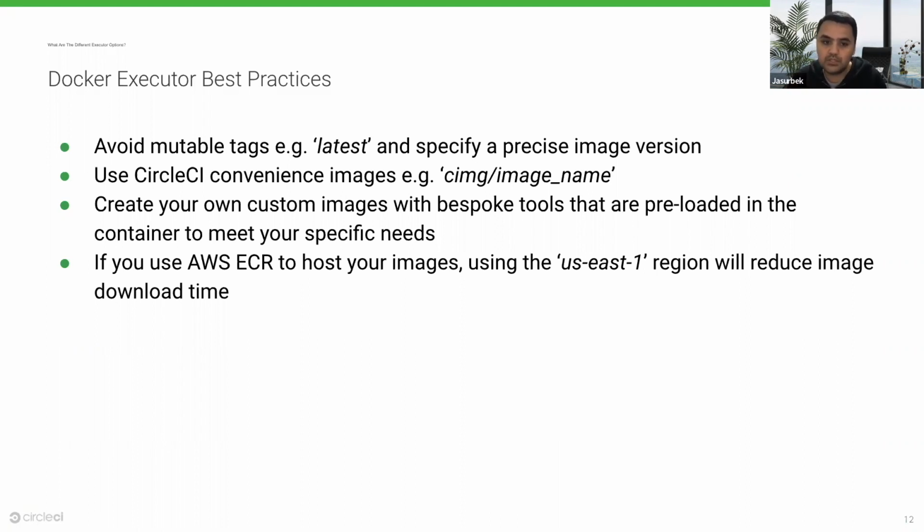And if you are using an AWS image registry, we would suggest using the US East 1 region to store your images, because CircleCI runs its jobs in this region, so it can reduce your download time.